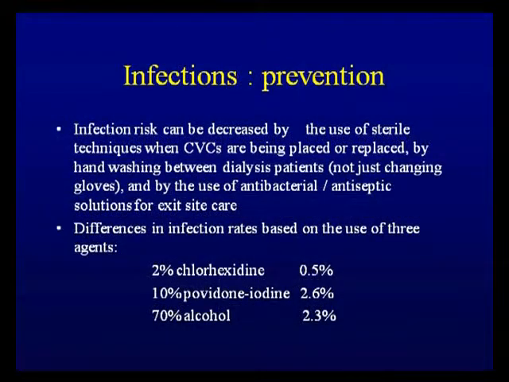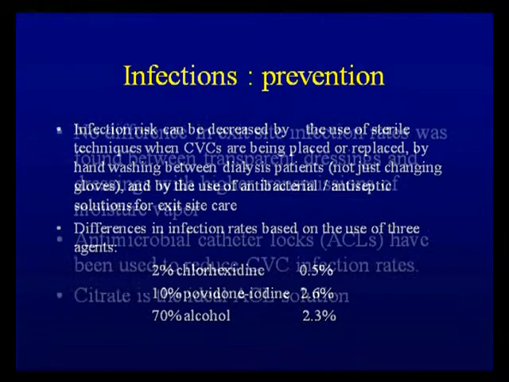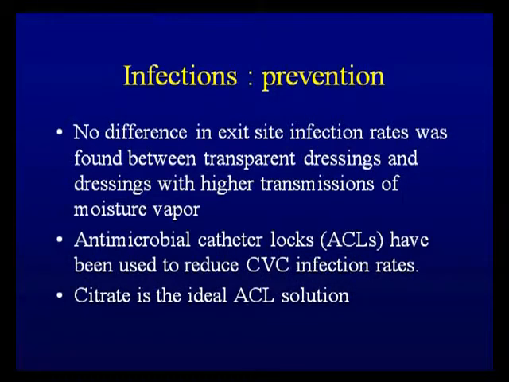The infections can be decreased by the use of sterile techniques when the catheters are being placed or replaced, by washing hands again in between dialysis and not just by changing gloves as is commonly done, and by use of antibacterial or antiseptic solutions for exit site care. And interestingly, in one study they found that use of 2% chlorhexidine gave the best results, only a 0.5% infection rate as compared to even betadine or alcohol. So this is currently recommended for asepsis in these patients. Again, there was no difference in the exit site infection rates between transparent dressings and dressings with higher transmission of moisture vapor.